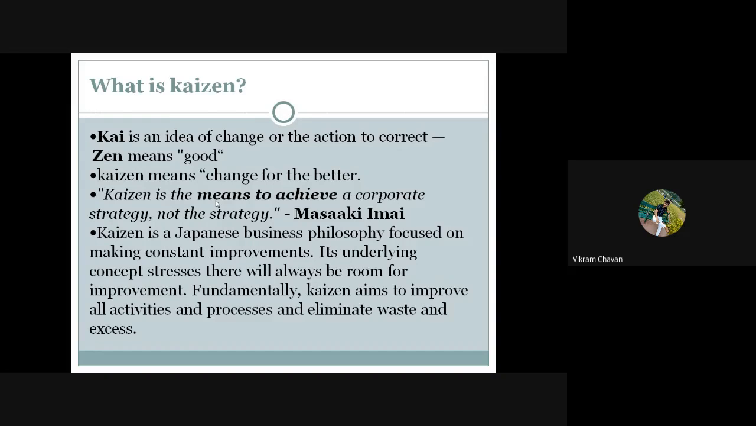Not the strategy, only strategy, but the corporate strategy, okay. Masaki Imai.